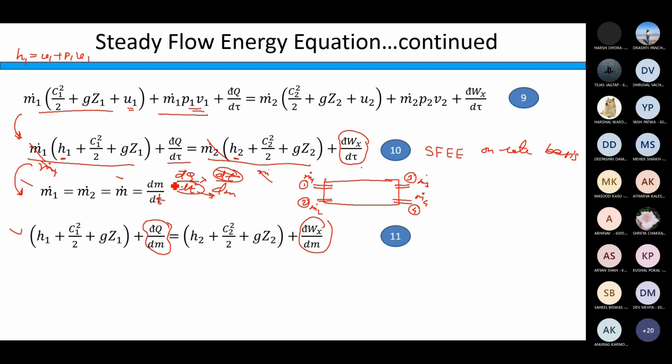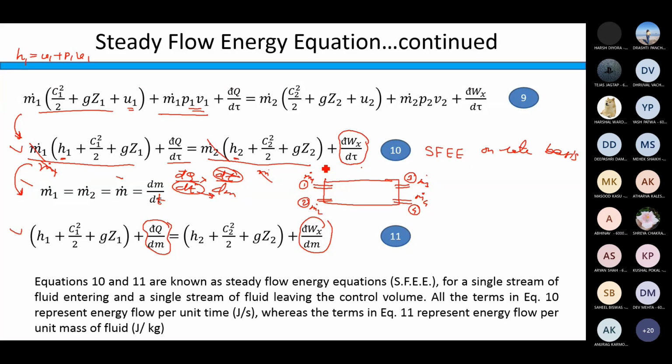See, the most general form of the equation which we are going to use throughout this course is equation 9. I will always try to use this equation first. Unless and until it is a must to use equation 11, I am not going to use it. I will prefer using equation 10 only. Now all this I already explained. The last paragraph I already explained.